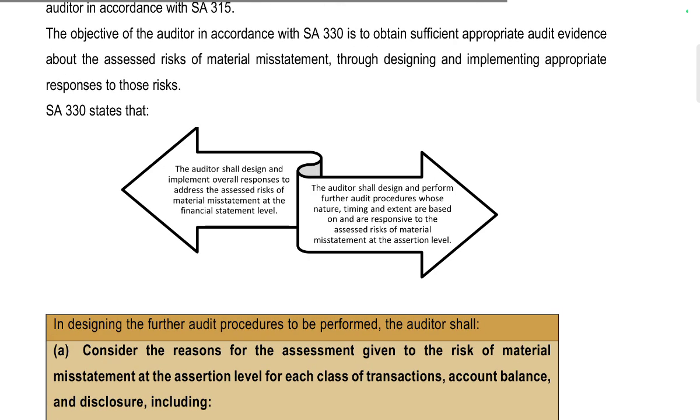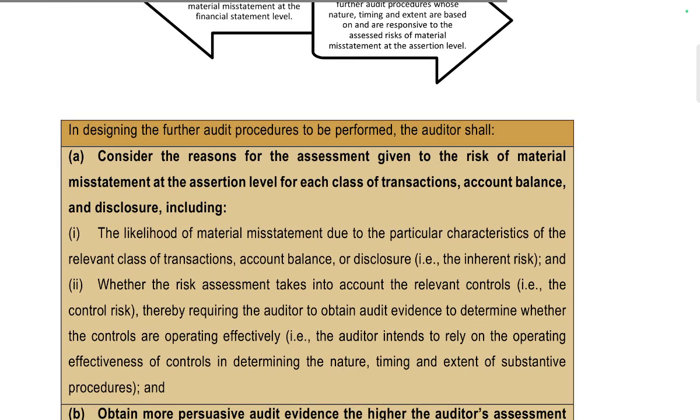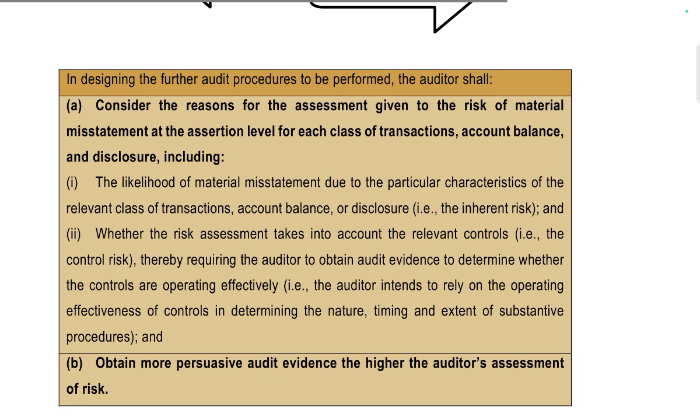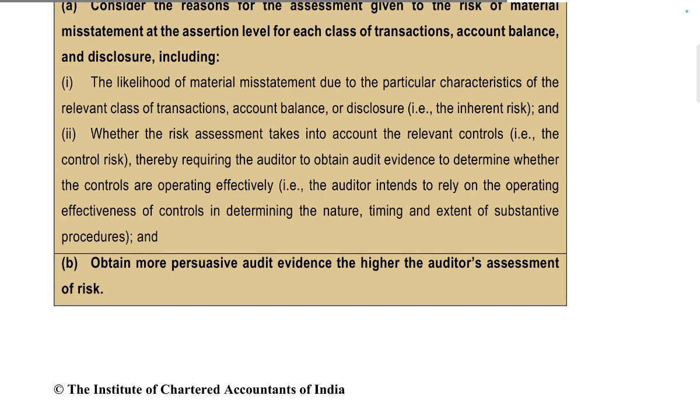SA 330 states that the auditor shall design and implement overall responses to address the assessed risks of material misstatement at the financial statement level. The auditor shall design and perform further audit procedures whose nature, timing and extent are based on and responsive to the assessed risks of material misstatement at the assertion level. In designing the further audit procedures, the auditor shall consider the significance of the risk, the likelihood of material misstatement due to the particular characteristics of the relevant class of transactions, account balance, or disclosure, including inherent risk.